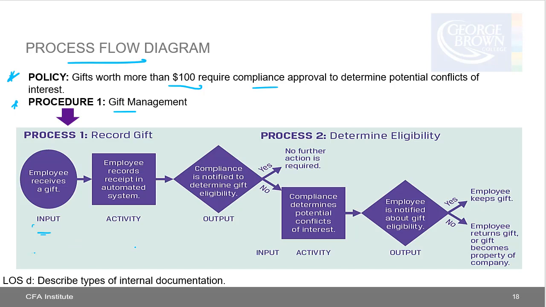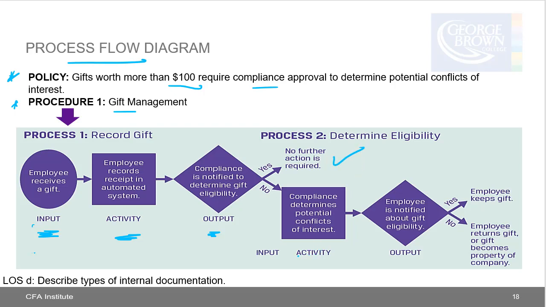Her first activity is to record this gift in the automated system, which triggers a notification to the compliance system. That is the output. So the input is receiving a gift, the activity is recording it in the automated system, and the output is that compliance is notified to determine the gift eligibility. If the gift is eligible, the employee receives an automatic notification that she can accept the gift and no further action is required. So the gift is received.